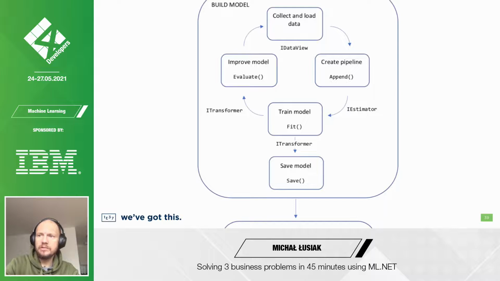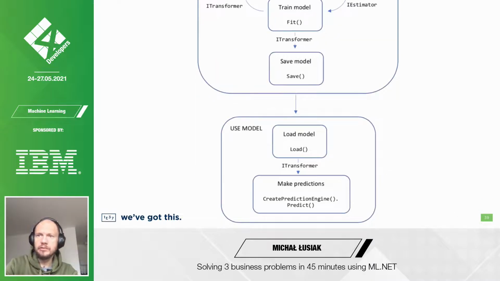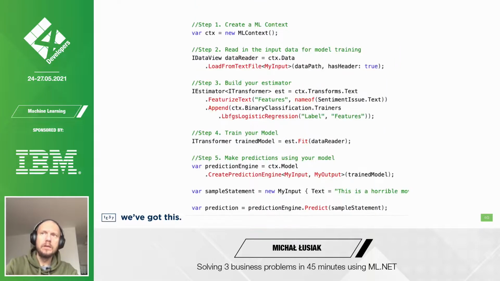And then we have that model saved or loaded in memory. You can just create a prediction engine and use that to build predictions. And if you look at the code, those steps are matching. That's basically the simplest way to do a model.